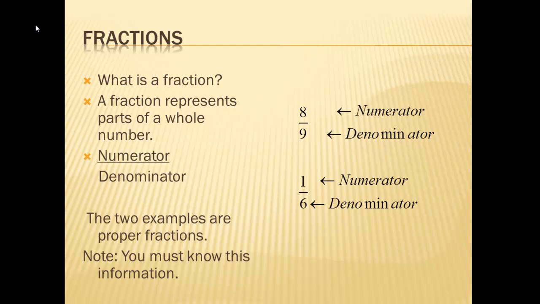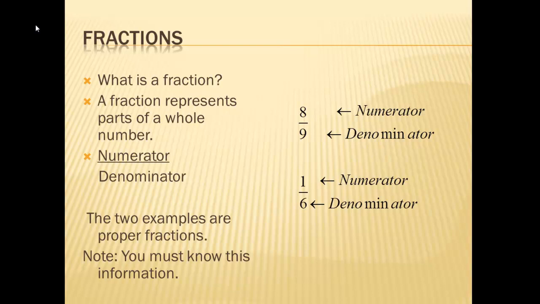When you take a look at a fraction, it's part of a whole number. A fraction has two components. The first component is the numerator, which is the top part of the fraction. The bottom part is the denominator. So my two examples are 8/9 and 1/6. In these instances, the numerator is the top part, the bottom part is the denominator.